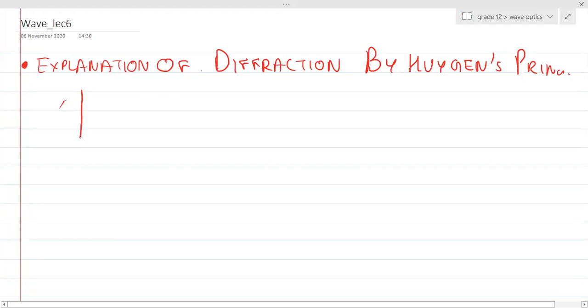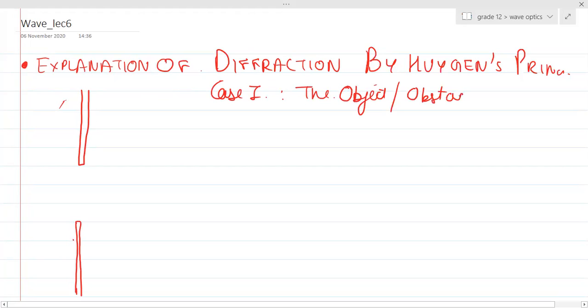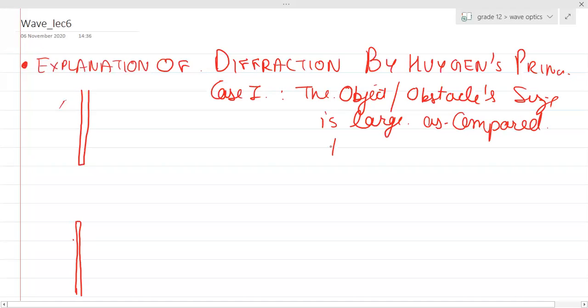So, guys, suppose I have this, a slit, but the diameter of the slit is large here. So, suppose if this is case number one, the object or obstacle's size is large as compared to wavelength of light. So, guys, see what will happen. Suppose if I have this case one.